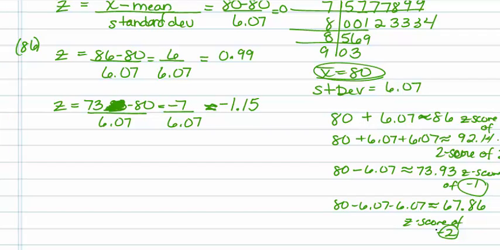So if we take a look up here and try another one, let's try the lowest value, 67. 67 is going to be our x value, and 80 is the mean.